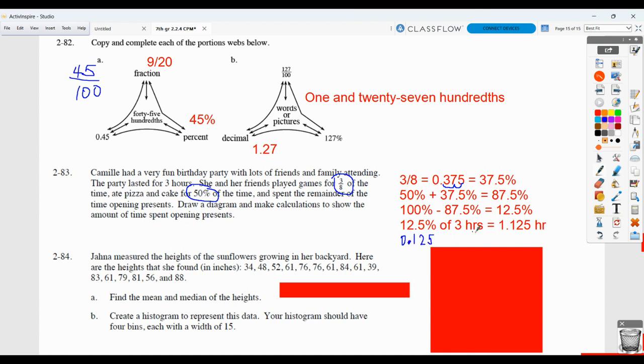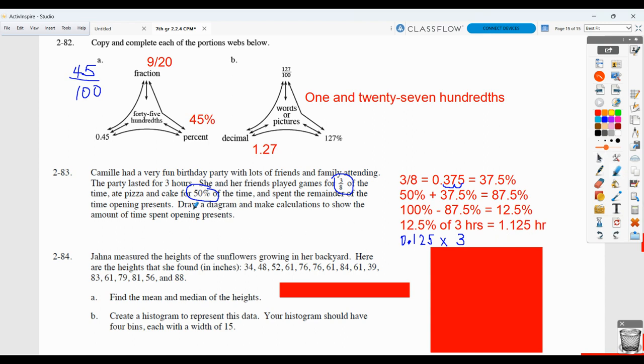It's a bit messy, I apologize. Of, we know, means multiply, and so you're going to multiply. So then you get 1 and 125 thousandths hour. Now, another way you could have approached it is you could have changed the 50% to 1/2 and got a common denominator and subtracted. That would give you an answer that would not be a decimal because this is actually equivalent to 1 1/8.